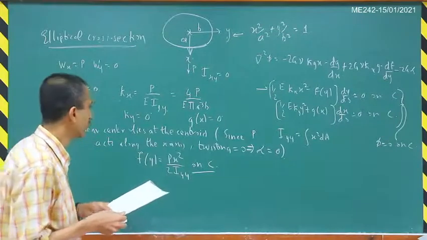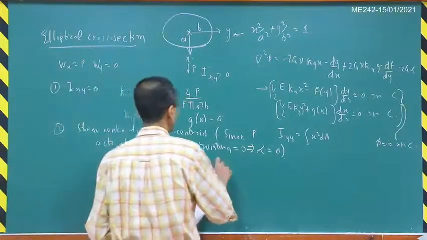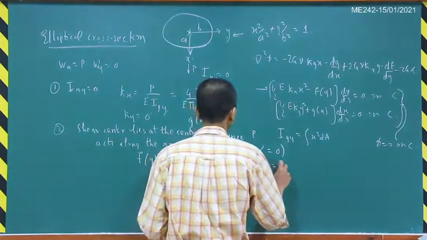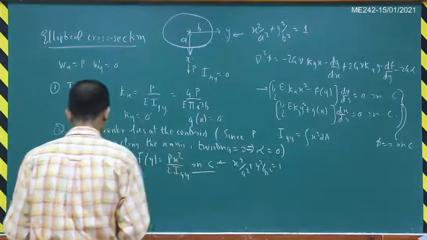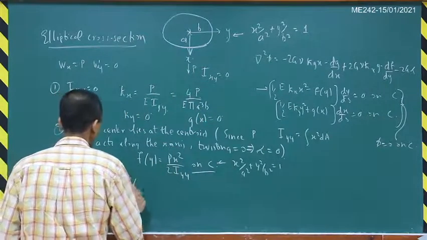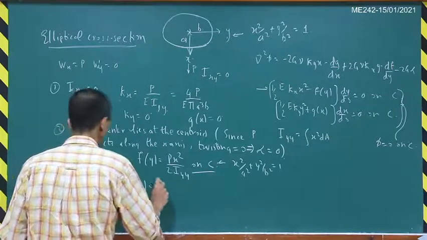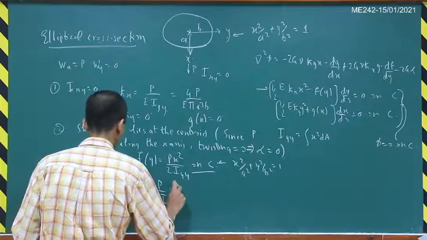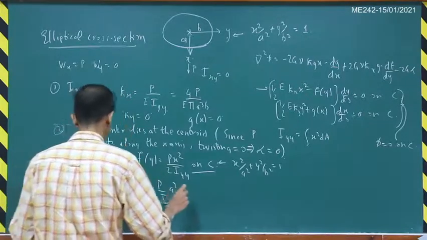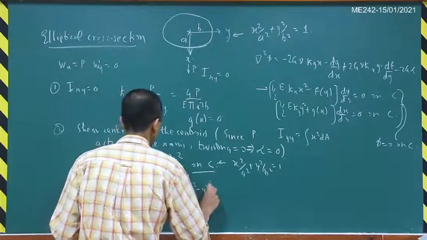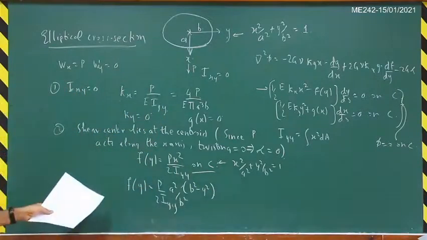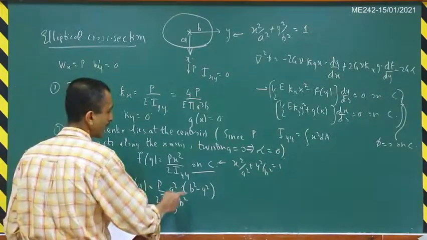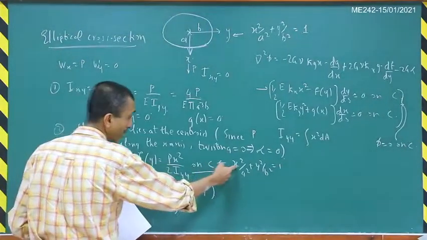So that's why. So on C, the equation for C is x square by a square plus y square by b square equal to 1, right? So you will get that f of y will be equal to P divided by 2Iyy times a square by b square times b square minus y square. Okay, so if you choose now your f of y to be this particular function, then you will see that it satisfies this particular condition when x square plus y square.